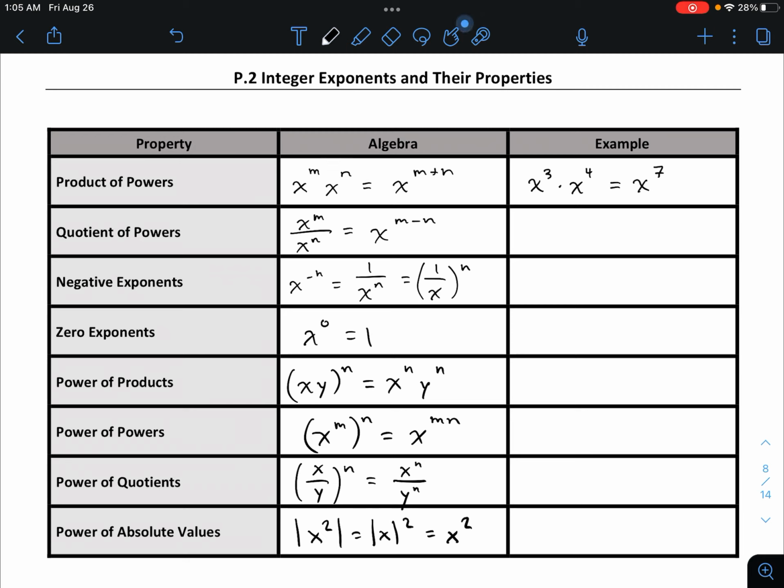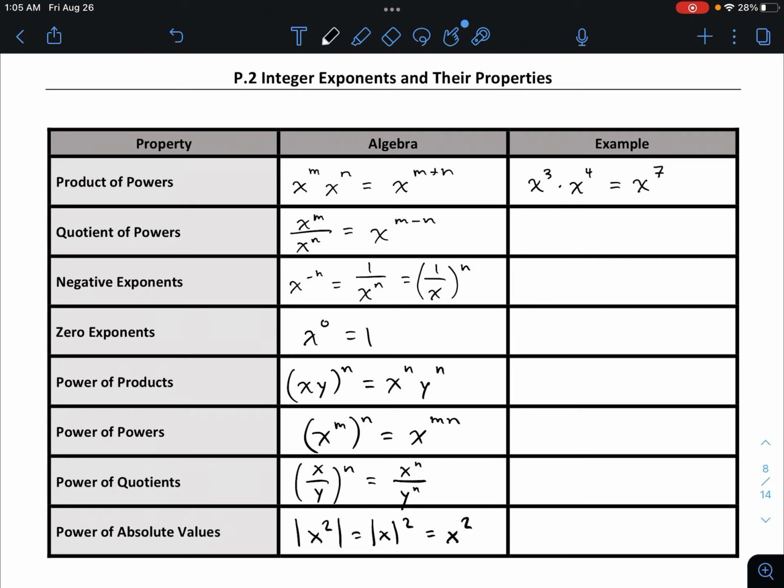Okay. If you are confused on why that is, don't feel like you can't just write out the expanded form, right? This is 3 x's times 4 x's. So altogether I have 7 x's, right? So x to the 7th. All right. So if you ever get confused or stuck, you forget what the rule is, you can always write stuff out in expanded form, and that should help guide you because you have an exact visual of what's going on. All right, so pause the video, see if you can figure out that column. When you return, I'll have the answers there for you.